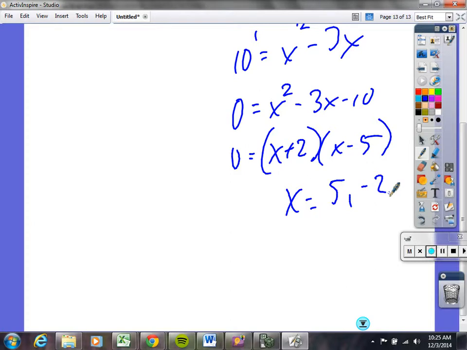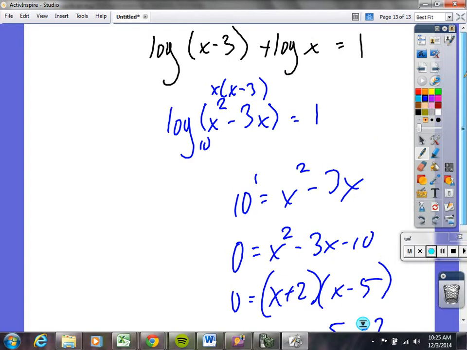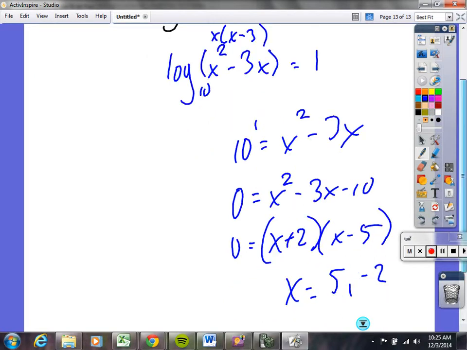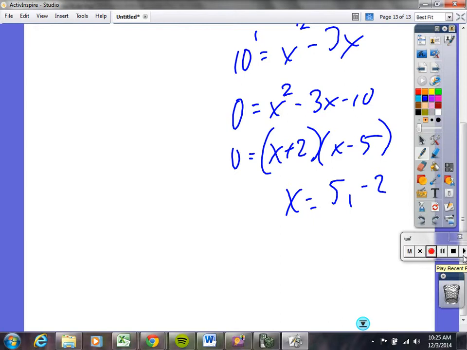Okay, so let's go check our answers. Go back up to the original. Plug in 5. 5 minus 3 is 2. That would be a 5. 2 times 5 is 10, and log base 10 of 10 is 1, isn't it? Plug in negative 2. What's negative 2 minus 3? Boom. Negative 2 is no longer a solution.